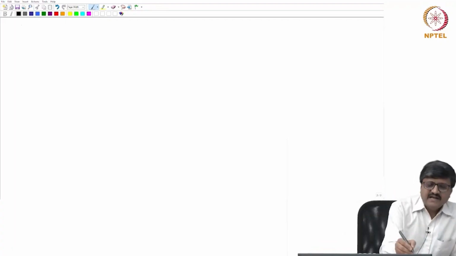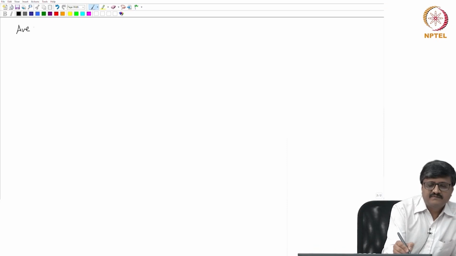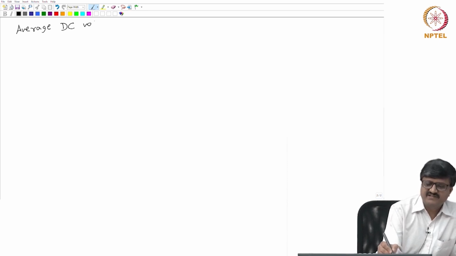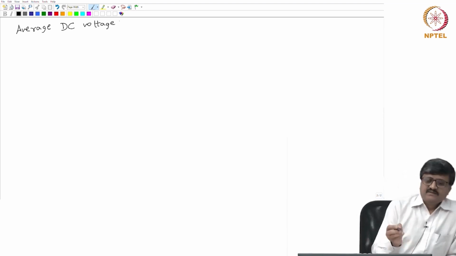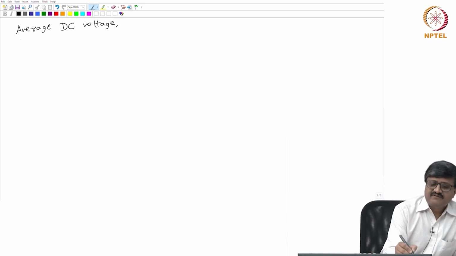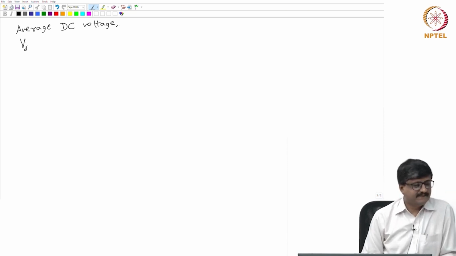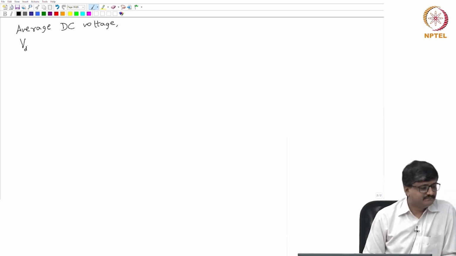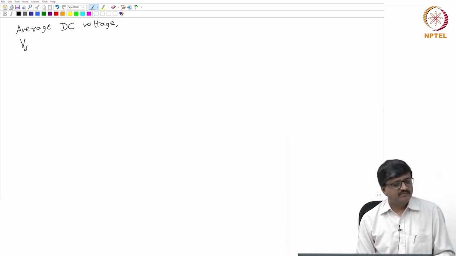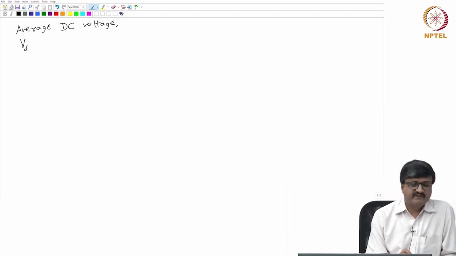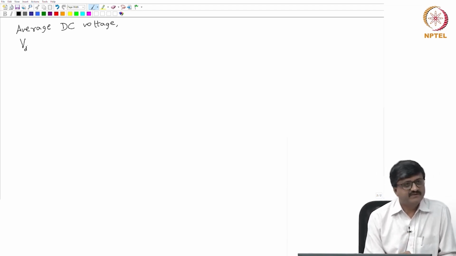That is the average DC voltage, or average DC side voltage. We use a notation for this: uppercase V with a subscript D. Now, can I use the table and try to get the average value of the DC side voltage?